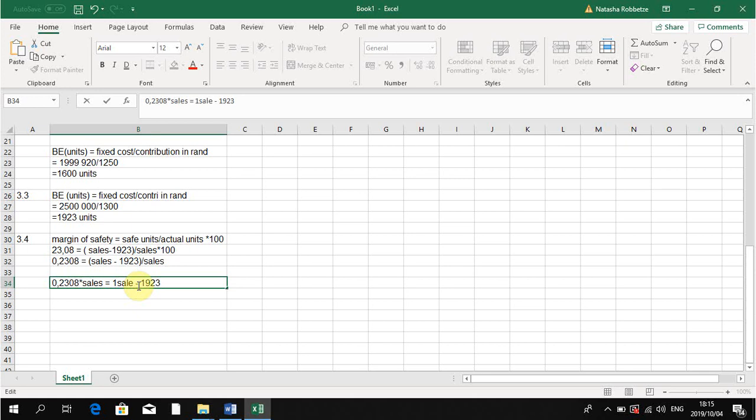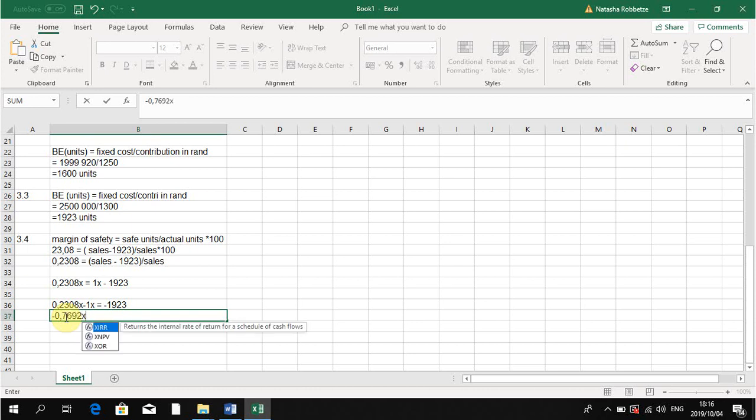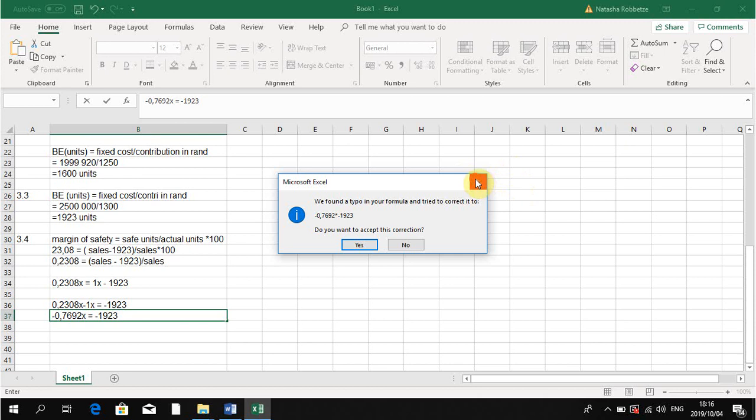And now this is quite easy to solve, because I will say basically this is 1 times the sales. So if you should, for example, replace this by, let's say, X, you basically have 0,23x is 1x minus 1,923. So the mathematical rule is that we should get all the variables that are not familiar to one side, and we should change the sign. So here I'm going to say is 0,2308x minus 1x should give us minus 1923. If I do that calculation, I get to minus 0,7692x, which is equal to minus 1923.